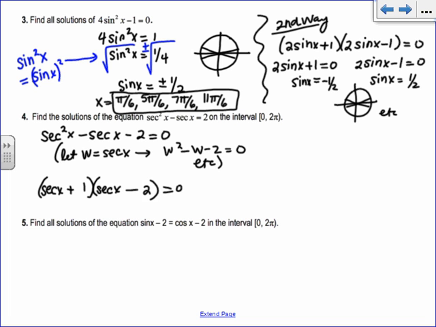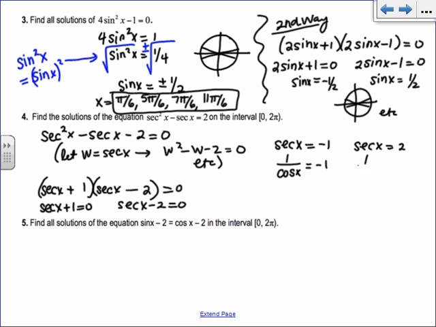So I set each piece equal to 0. So I have secant x plus 1 equals 0, and I have secant x minus 2 equals 0. So I get secant of x equals negative 1, and I get secant of x equals 2. And you probably don't like this problem because it says secant, and it's kind of weirding you out, right? You're like, wait, what's secant? Do you guys remember what secant is? Yeah, it's 1 over not sine, 1 over cosine, right? So we're going to have 1 over cosine equals negative 1, and 1 over cosine equals 2.